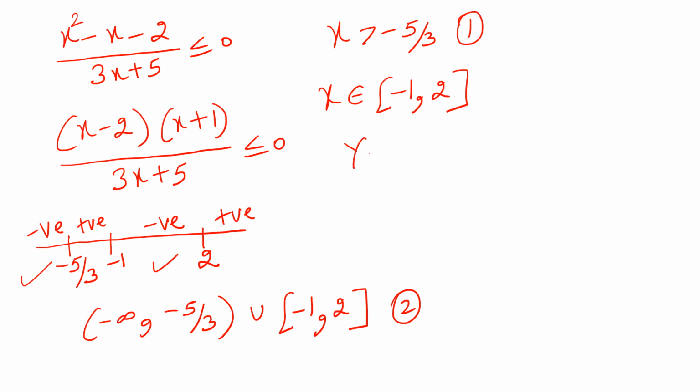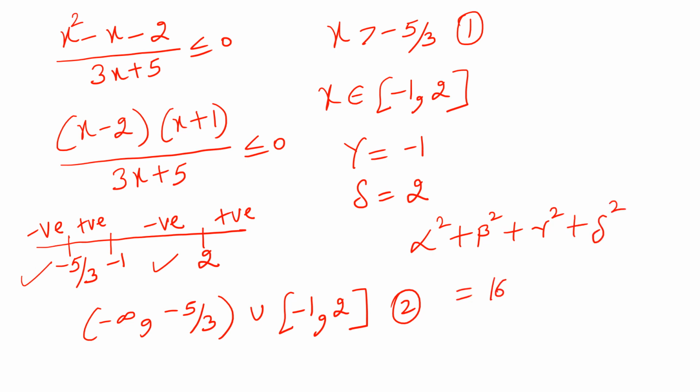So that means the domain of the function g of x is closed minus 1 to 2. Now just make the comparison. You will get gamma as minus 1 and delta as 2. So that means the value of the expression alpha square plus beta square plus gamma square plus delta square becomes 16 plus 9 plus 1 plus 4. And this becomes 25 plus 5, which is 30. So this is the correct answer of this question.